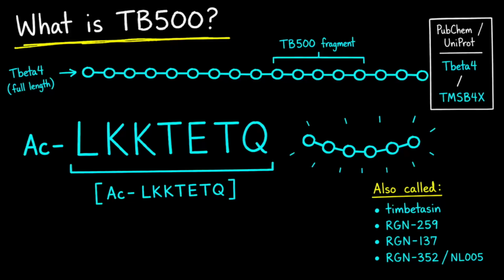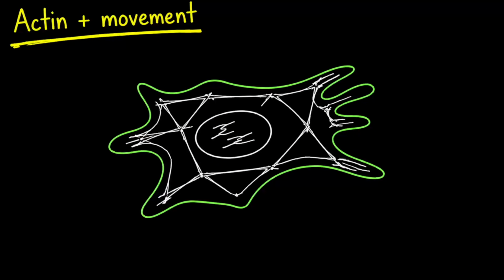You might see names in some of the studies such as timbetasin, RGN-259, RGN-137, 352, and NL-005, and their product development contexts with specific routes, tissues, and endpoints attached to them. And one more thing I should mention is that there's quite a bit more research on thymosin beta-4 than there is on TB-500, but today I'll try to break down the differences. So let's talk about the proposed mechanism for TB-500 and how it could work.